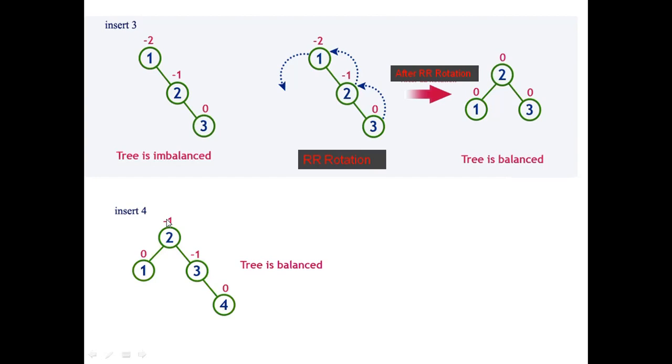So how are we going to insert this 4? It's greater than 2, it's greater than 3. Move right, 4 is there. So we'll have to calculate the balance. 3 is balanced, we do not need to do anything. So now again we are going to insert what? Node number 5.